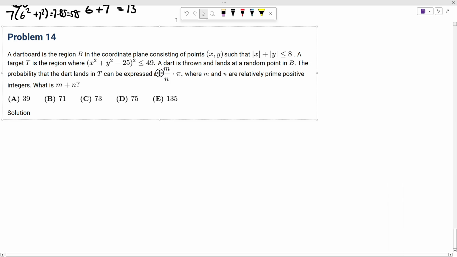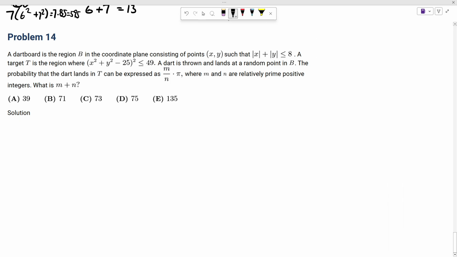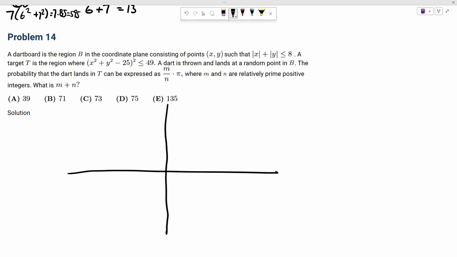A dartboard is the region where the absolute value of x plus the absolute value of y is less than or equal to 8. So let's draw the coordinate plane. Let's just look at each of the 4 quadrants. In quadrant 1, x and y are both positive, so the graph is just x plus y equals 8, which looks like this.